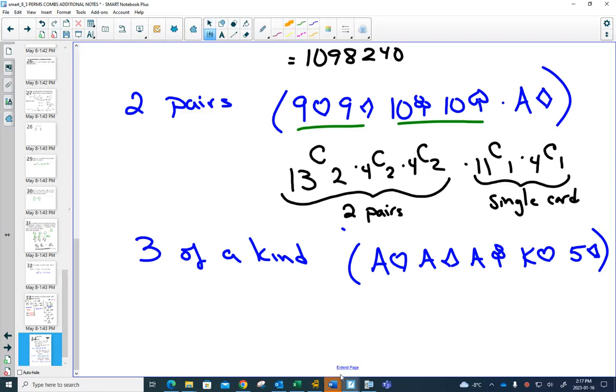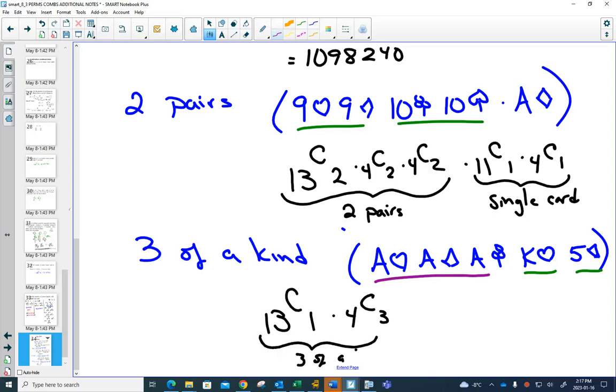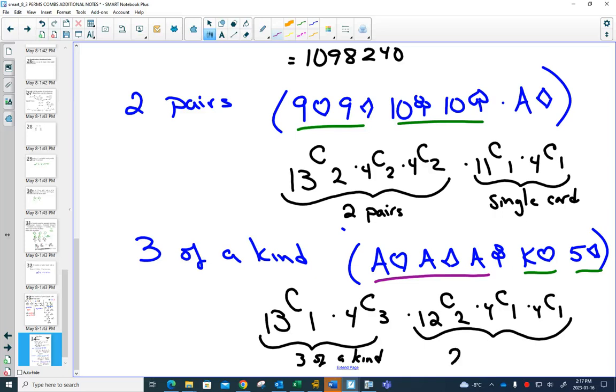To get 3 of a kind, 13 choose 1. Right? I choose which kind. These ones are the same size. 13 choose 1, choose my 3 of a kind. Multiplied by, there are 4 aces, I choose 3 of them. Then I need 2 single cards. I choose both the kinds at the same time. And then 4 choose 1, which king, 4 choose 1, which 5. Choose a specific card.